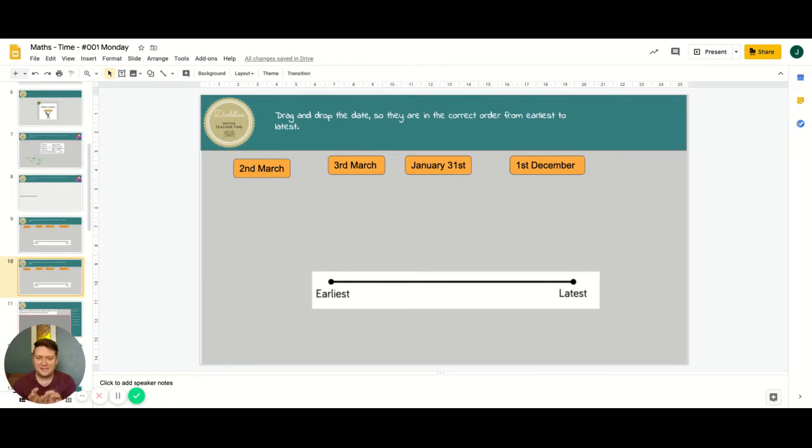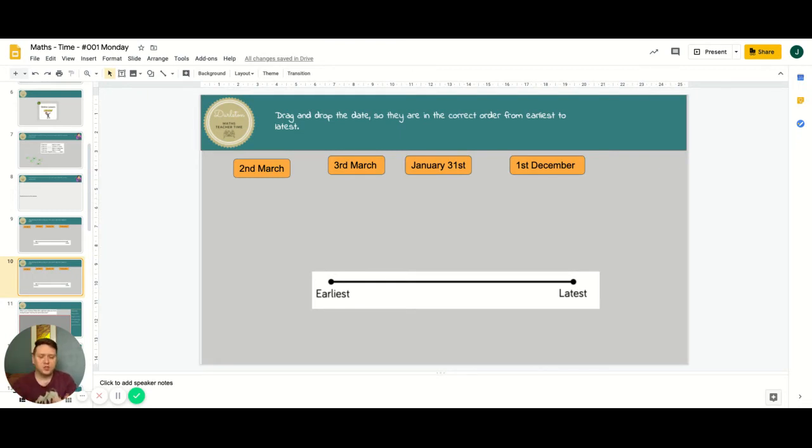So the first thing that we need to do here is think about the months. Now, if these dates had the year in, then we'd first of all look at the year, and then we'd look at the month, and then we'd look at the day. It's a bit like when you're ordering 3-digit numbers, you look at the hundreds, then the tens, and then the ones, because the hundreds are the highest value. It's the same when you're ordering dates as well.